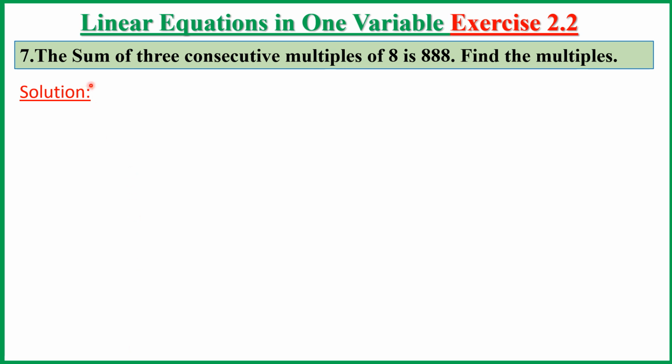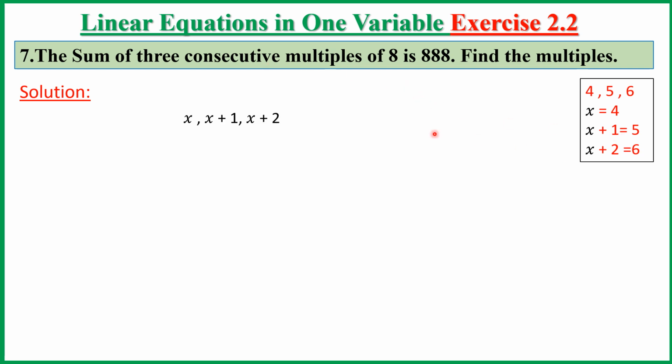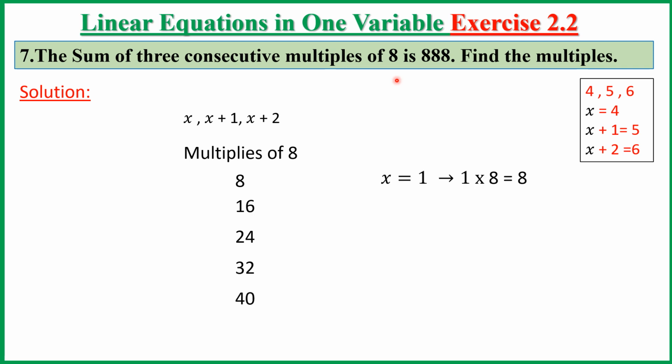Question number 7. The sum of 3 consecutive multiples of 8 is 888. Find the multiples. Okay. We already know what consecutive numbers are, that is x, x plus 1, x plus 2. And what they have mentioned is the multiples of 8. Multiples of 8 means the number is multiplied by 8. That is, it might be 8, 16, 24, 32, 40 and so on. For example, if x is equal to 1, that is 1 is multiplied with 8, so we will get the answer 8. If x is equal to 2, 2 will be multiplied with 8.